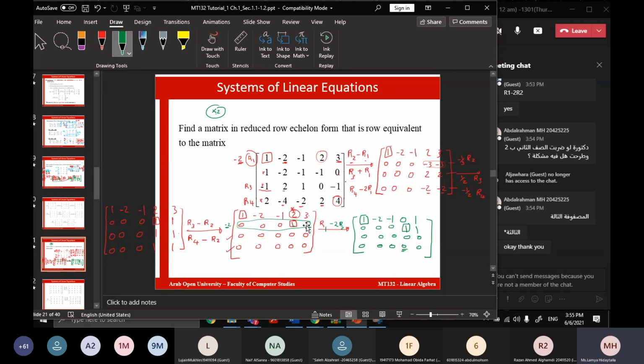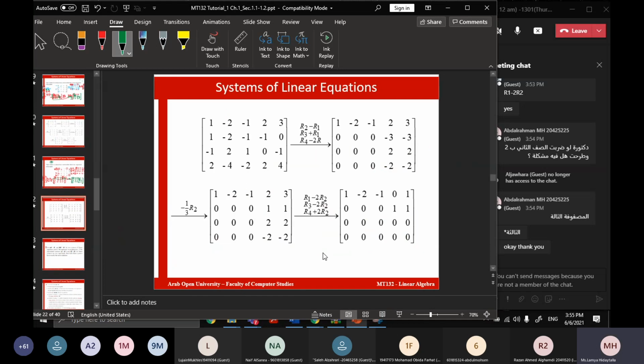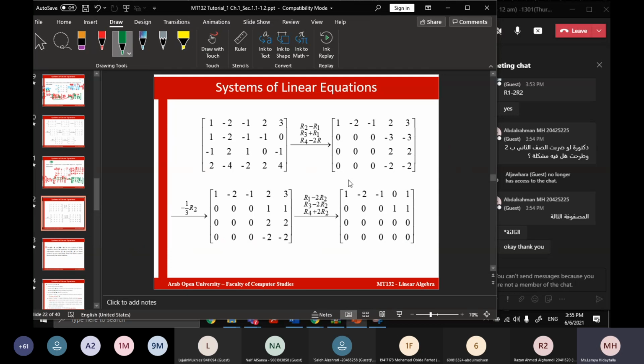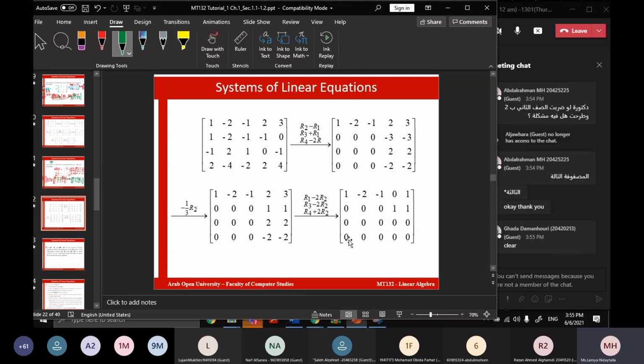And then this is times 2. 1 times 2 is 2. 3 minus 2, again, it's 1. So clear? Okay. So this is in the reduced echelon form.